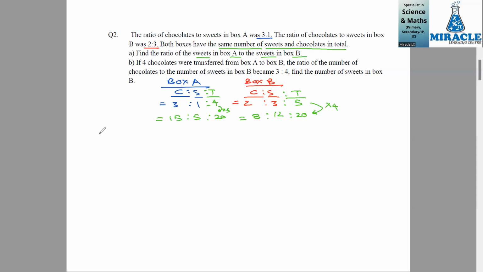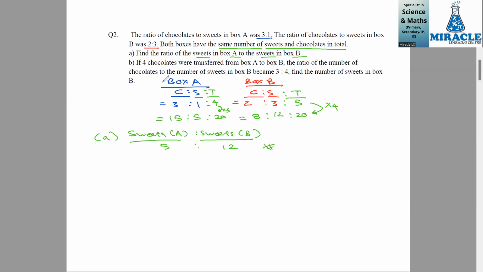So now we can answer question A. They want the ratio of sweets in box A to sweets in box B. So this would be 5 to 12. And that is your answer for part A.